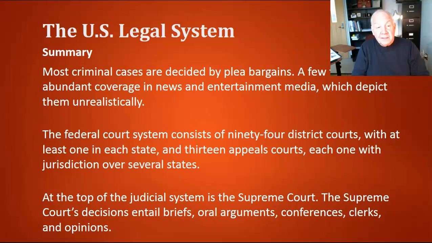In summary, most criminal cases are decided by plea bargains. A few trials attract abundant coverage in the news and entertainment media, which depict them unrealistically. The federal court system consists of 94 district courts, with at least one in each state, and 13 appeals courts, each one with jurisdiction over several states. At the top of the judicial system is the Supreme Court, and the Supreme Court's decisions entail briefs, oral arguments, conferences, clerks, and opinions.